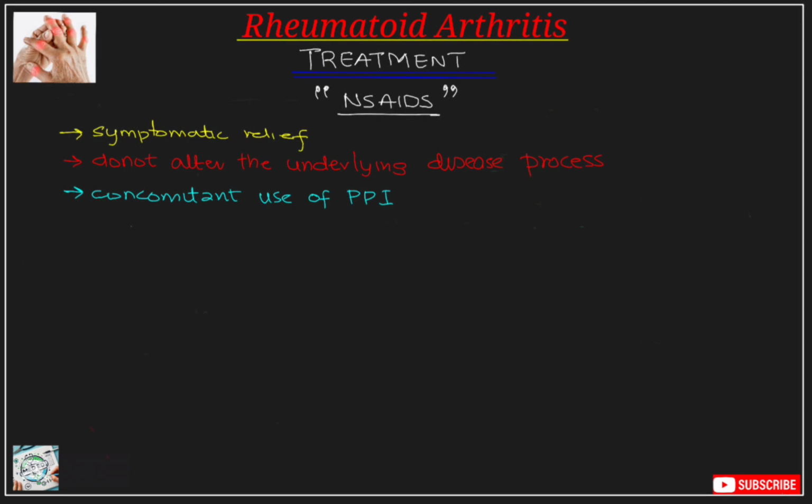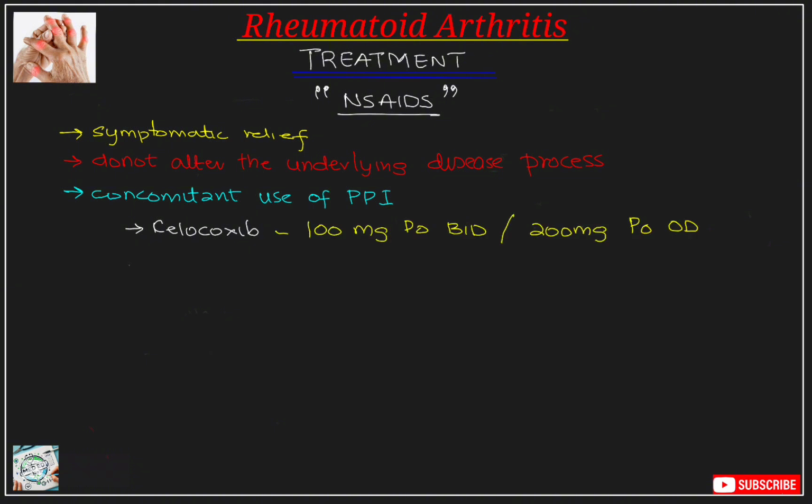The types of NSAIDs used in rheumatoid arthritis include COX-2 selective inhibitors, which have a lower incidence of GI risk. These include celecoxib, less likely to cause ulcers but may have a higher cardiovascular risk.